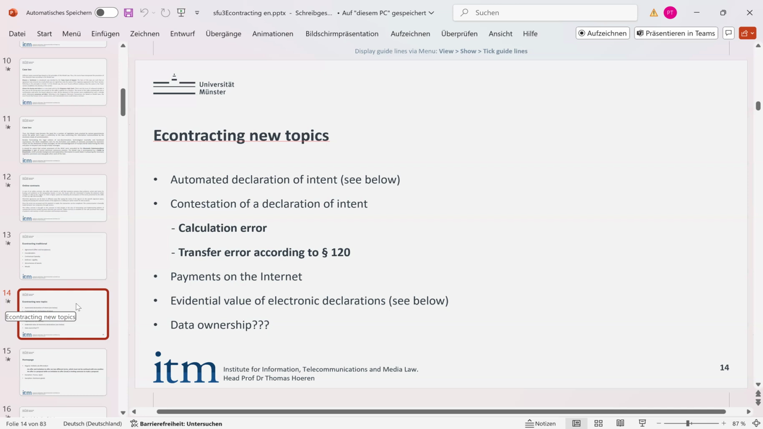What is the evidential value of electronic declarations? What is happening if I'm not saying I made a mistake, but please prove that I have ordered anything? In this room here, we had the attorney of Microsoft, of Amazon. He gave a lecture, and I asked my students, how many orders are simply cancelled by somebody who's saying, I haven't ordered anything, please prove that I have ordered anything.